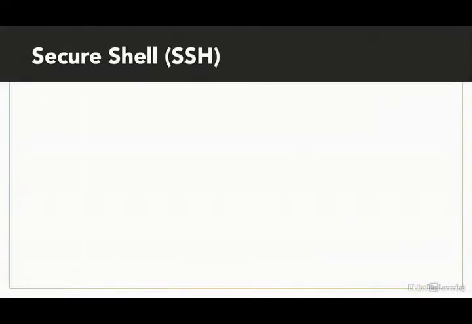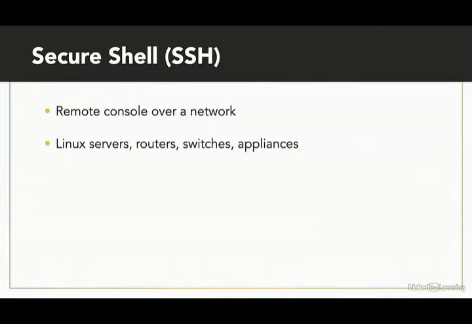Secure Shell is a protocol to allow encrypted remote console access over a network. This is most closely associated with connecting to a Linux server, router, or switch for configuration. It uses TCP port 22 for reliable delivery of packets.